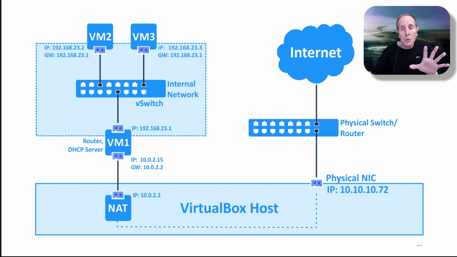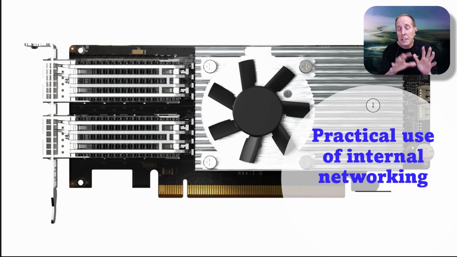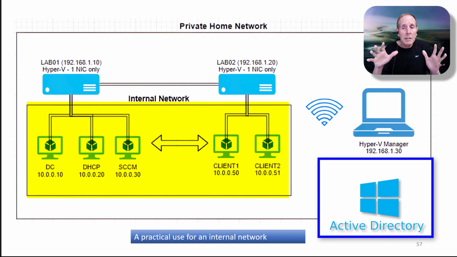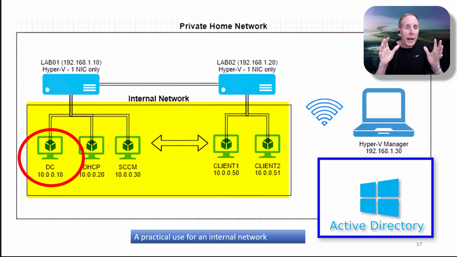One of the nice things about the internal network type is it's got some real practical uses. Let's say I want to build at home an entire Active Directory network. I could build domain controllers, all the things to build an Active Directory environment and never impact my home network.